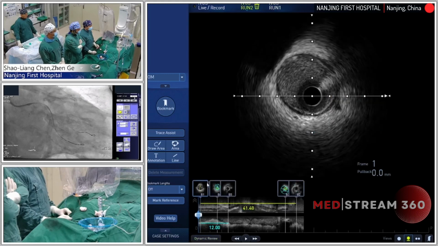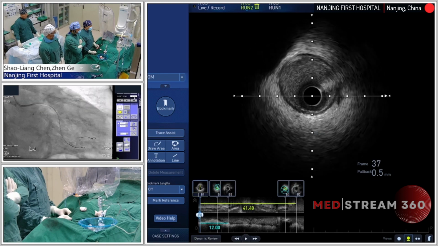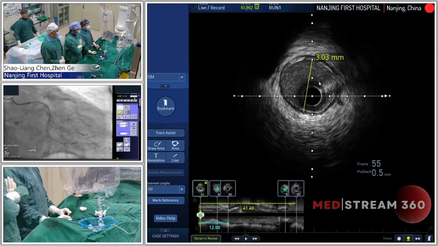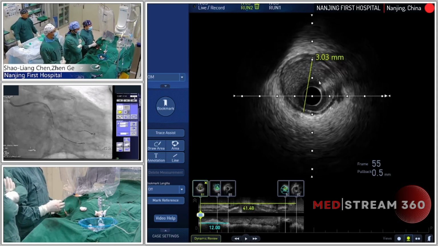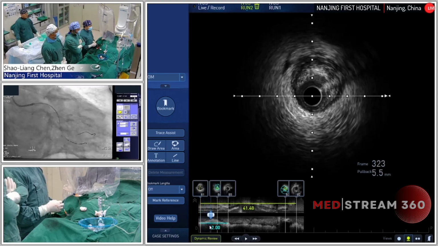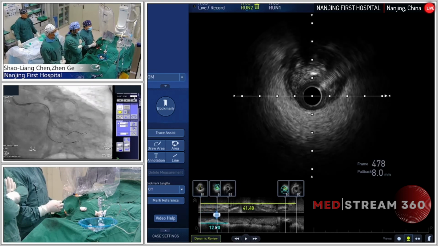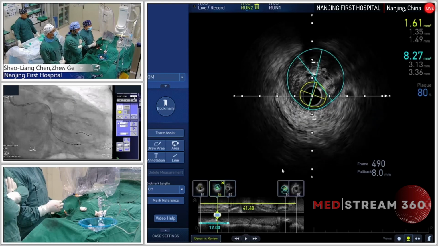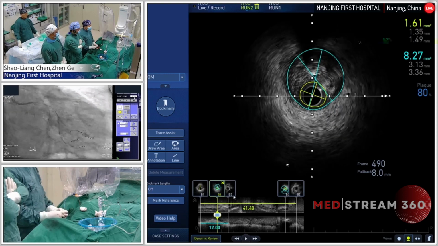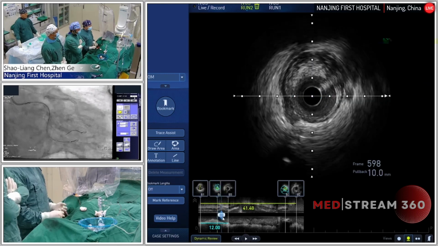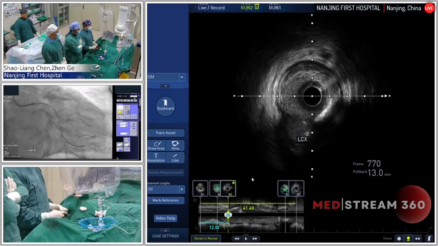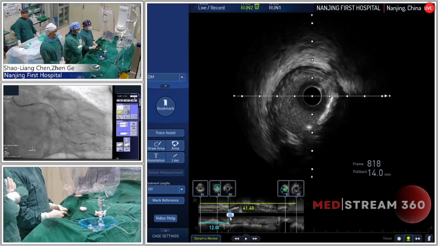In the second round we check IVUS from the distal OM to left main, and here we can see the distal vessel is normal. The vessel diameter is about 3.0 millimeter. Then going on pullback, we can see eccentric plaque. This point is the minimal lumen area. The area is just 1.6 millimeter square, and the plaque burden is more than 80%. Then we can see the circumflex guide wire. And here, this is the circumflex and OM bifurcation.